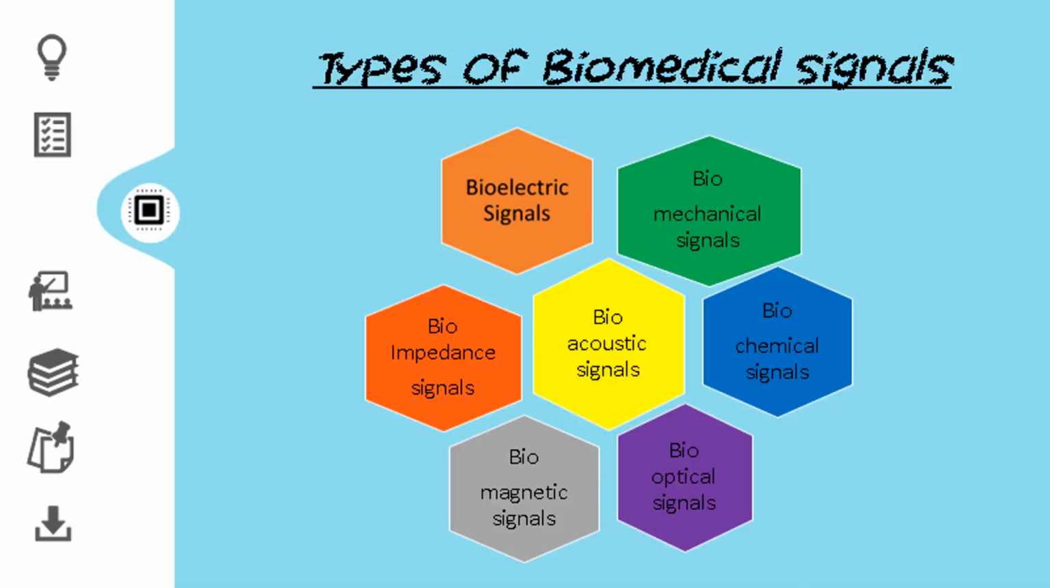So typically there are 7 types of biomedical signals. They are bioelectric signals, biomechanical signals, biochemical signals, bioacoustic signals, biomagnetic signals, bio-optical signals, and bioimpedance signals. Let's understand each type of signal one by one.